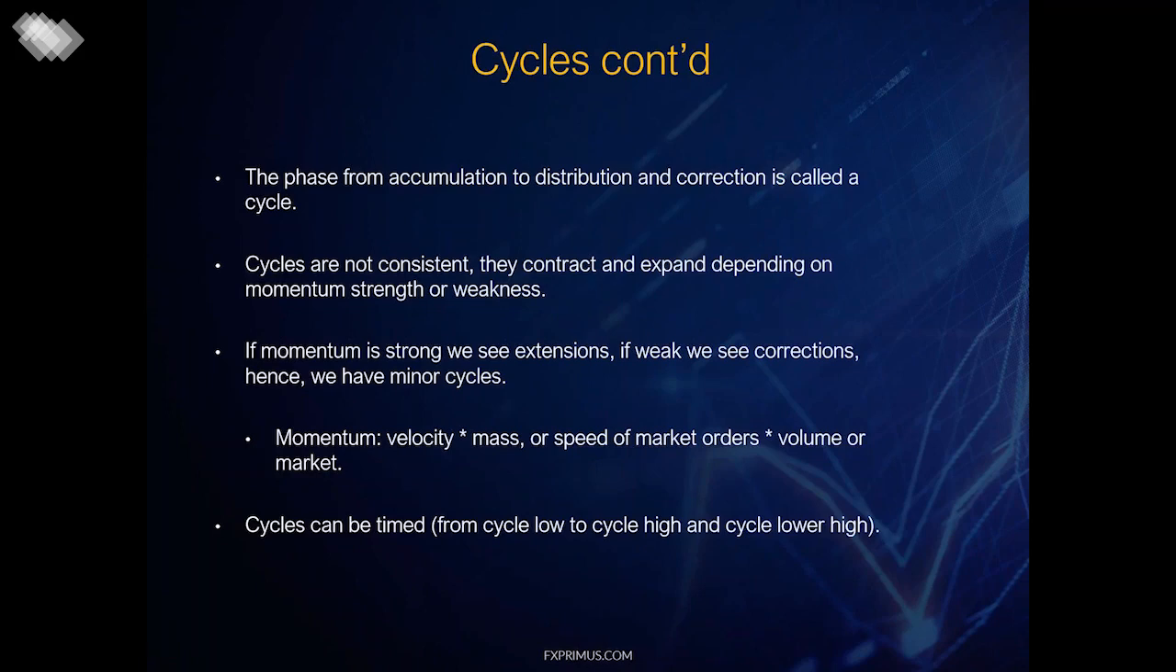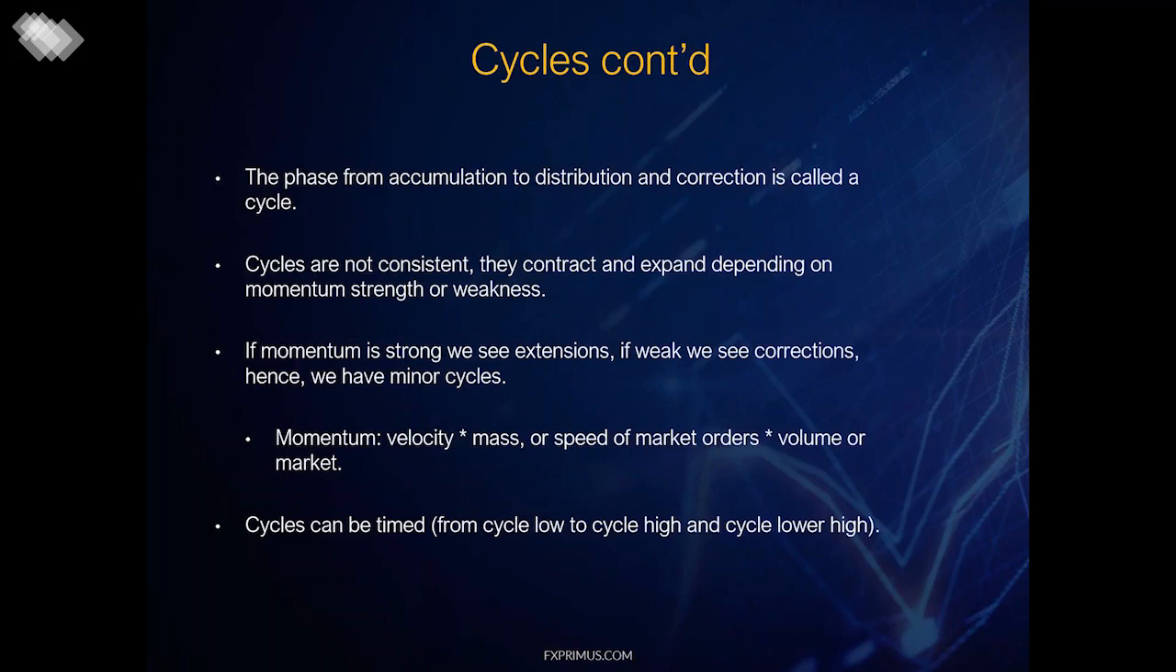The phase from accumulation to distribution and correction is what we call a cycle when we are looking at our charts. So: accumulation, distribution, and correction. Cycles, of course, are not consistent. They contract and expand depending on momentum strength or momentum weakness. If momentum is strong, we will see extensions. If it is weak, we will see corrections. Hence, we have minor cycles as well.